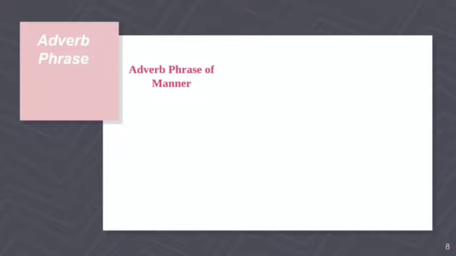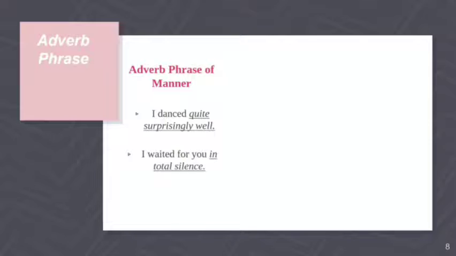The first one is the adverb phrases of manner. This answers the question how something is done. For example, I danced quite surprisingly well, and I waited for you in total silence. I danced in what manner? Quite surprisingly well. I waited for you. In what manner? In total silence.